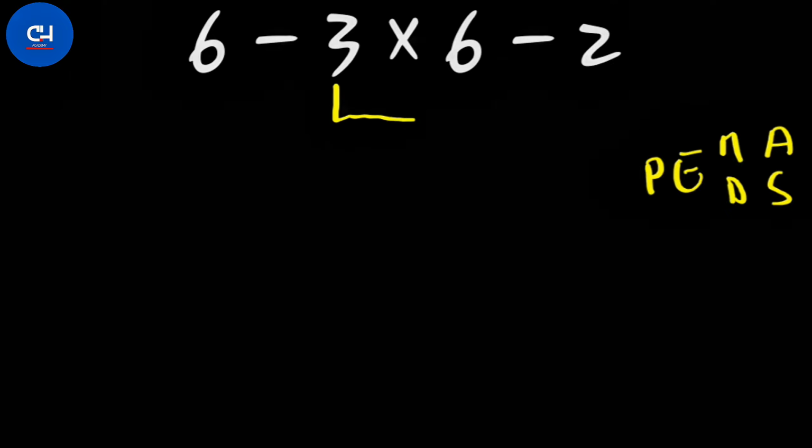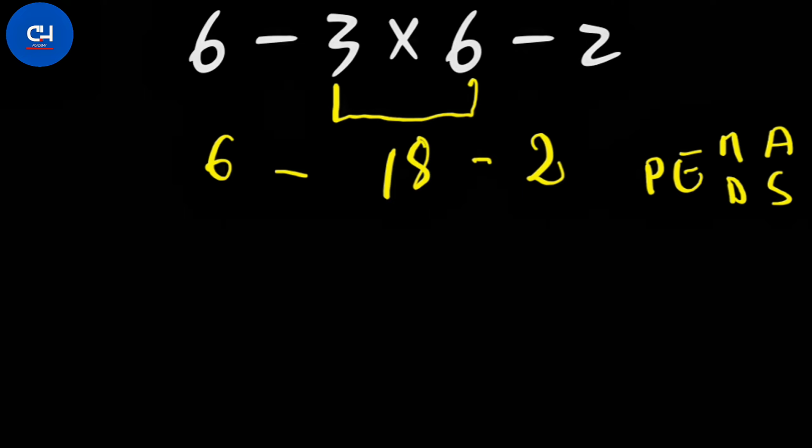So what is 3 multiplied by 6? This is equal to 18. Then we copy this: 6 minus 18 minus 2. What is 6 minus 18? We know that 18 minus 6 is equal to 12.